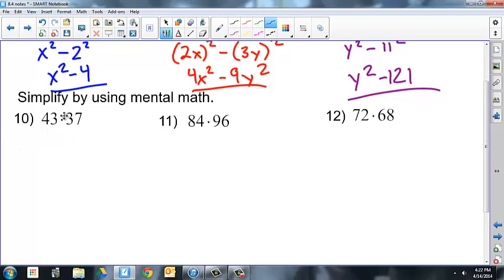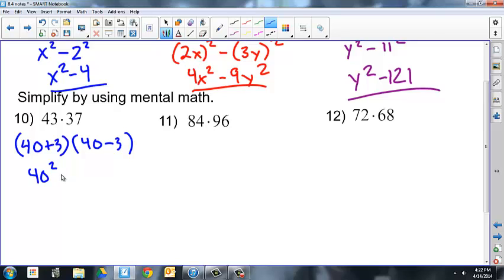When we multiply numbers that are close to another nice round number like a multiple of 10 or a multiple of 100, we could use this same idea. So for instance, 43 and 37 are both 3 spaces away from the number 40. So I could rewrite this as 40 plus 3 times 40 minus 3, and all of a sudden we have that a plus b times a minus b pattern.